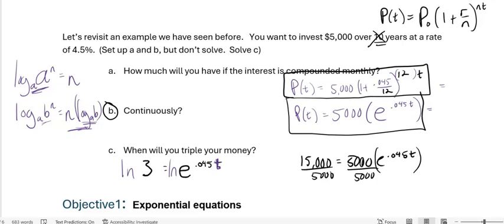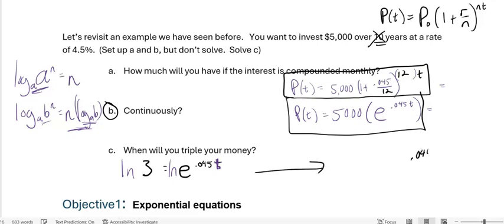All right. So think about it. What is the right-hand side equal to? Well, that's easy. The natural log of e to some exponent is just the exponent. So that becomes 0.045t. And then on the other side, I got this guy. That's a little ugly. That's new for us. It's the natural log of 3.